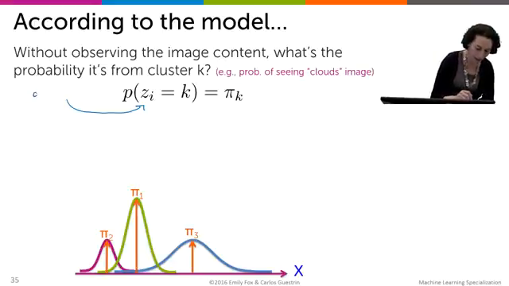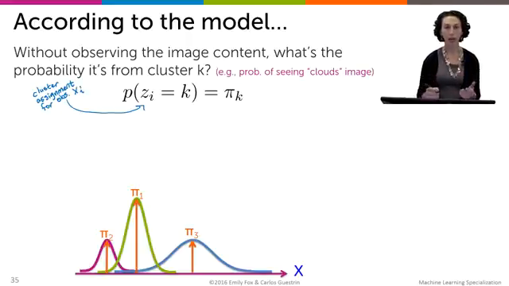So we have, this is the cluster assignment for observation xi. So this is exactly the same variable that we had in k-means that was assigning observations to clusters, but in that case, just using the cluster center.